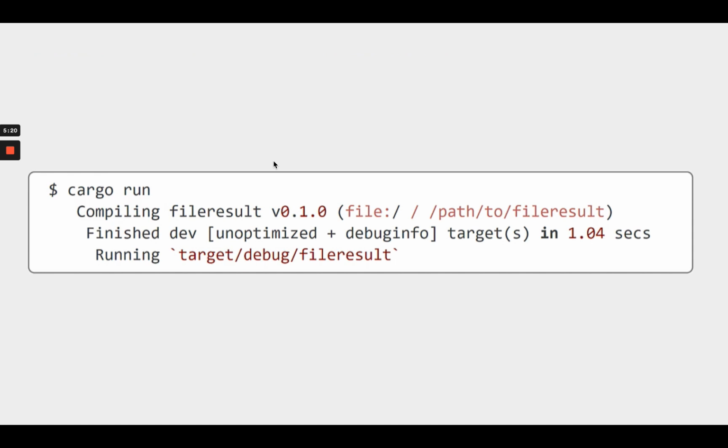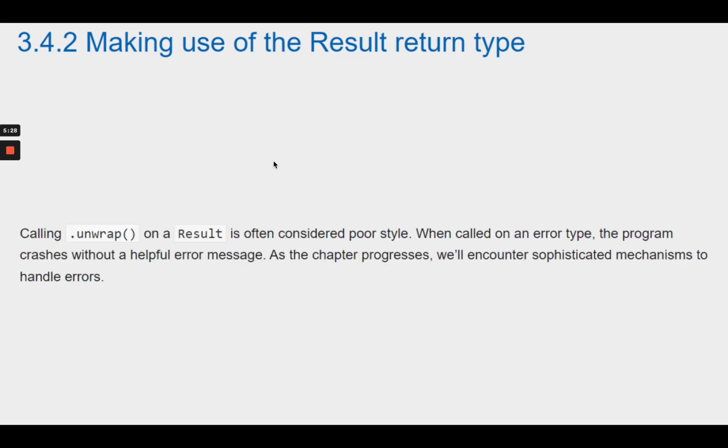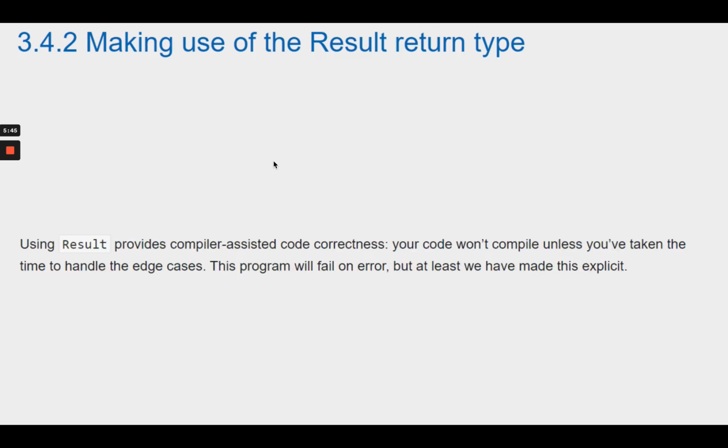Executing cargo run produces debugging output, but nothing from the executable itself. Note: calling .unwrap() on a Result is often considered poor style. When called on an Err type, the program crashes without a helpful error message. As the chapter progresses, we'll encounter sophisticated mechanisms to handle errors. Using Result provides compiler-assisted code correctness. Your code won't compile unless you've taken the time to handle the edge cases. This program will fail on error, but at least we have made this explicit.